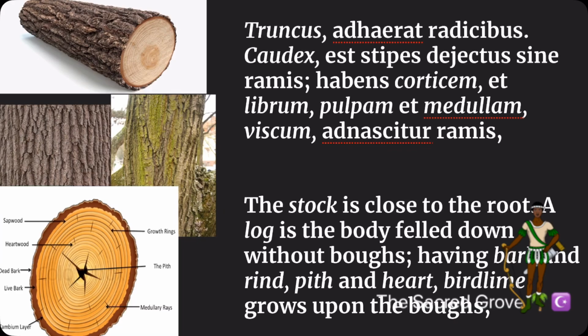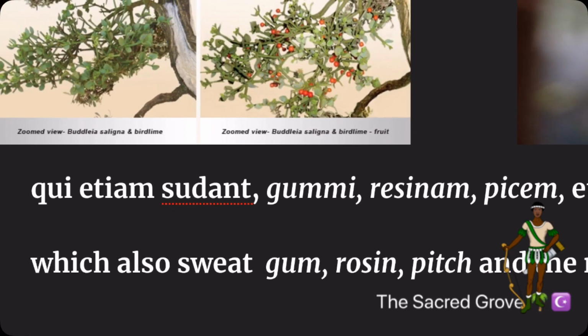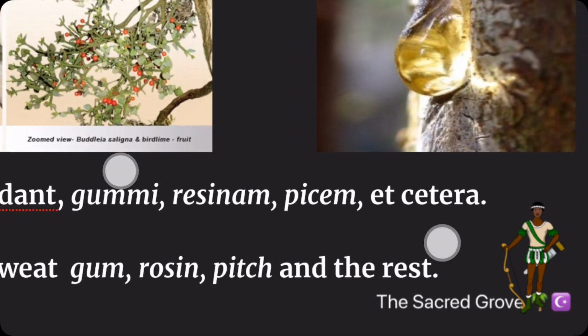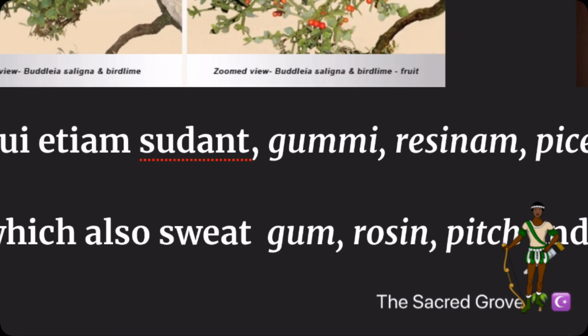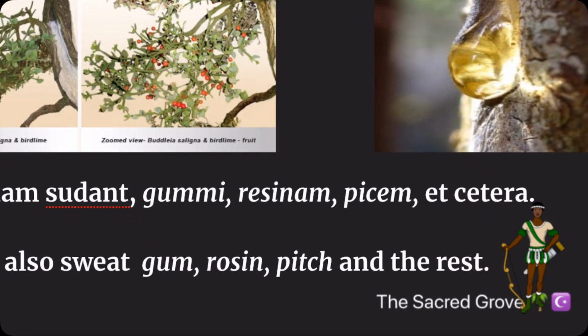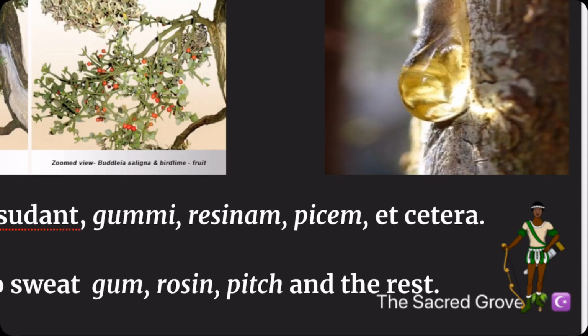So bird lime, viscum, grows upon the boughs. Anascitur grows upon ramis, the boughs. Qui etiam sudat, gumi, resinam, picem, etc. So which also sweat gum. So the bird lime trees and stuff like that, they sweat gum, gumi, rosin, resinam, pitch, picem, and the rest, etc.